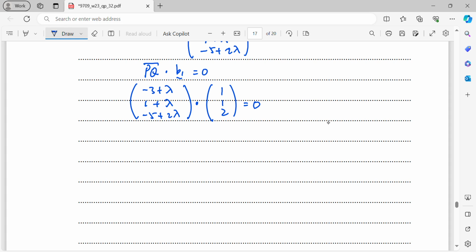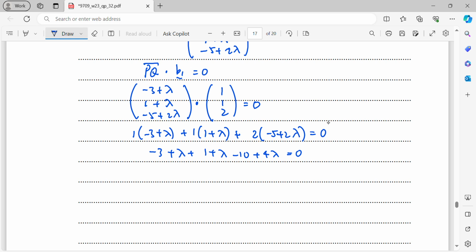So now again, this is a scalar product. So 1 times minus 3 plus lambda, plus 1 times 1 plus lambda, plus 2 times minus 5 plus 2 lambda equals 0. So just do expansion. It will be minus 3 plus lambda plus 1 plus lambda minus 10 plus 4 lambda equals 0. Then you will get 6 lambda equals 12. Therefore, lambda is 2. Once you find lambda, you substitute into this PQ.